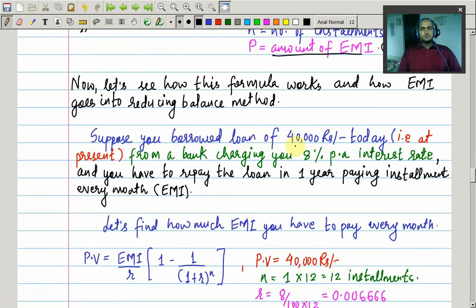Suppose you borrowed a loan of 40,000 rupees. Deliberately I'm taking a very small amount, 40,000 today, that is at present, from a bank charging 8% per annum interest rate, and you have to repay the loan in 1 year. For simplicity, I'm taking only 1 year, paying installments every month. So 12 installments in 1 year. If it is 2 years, your number of installments will be 24. 3 years, 36, and so on.